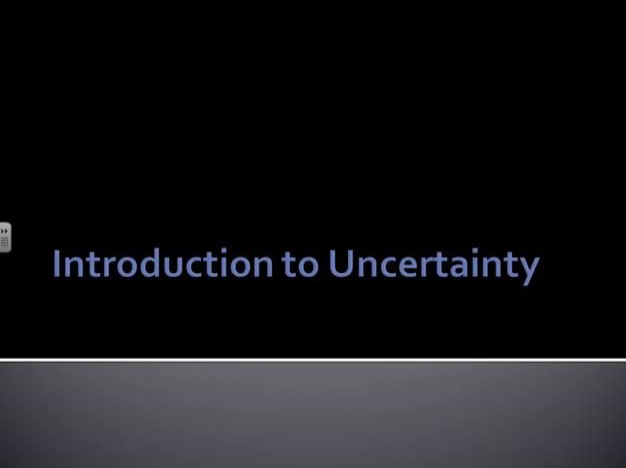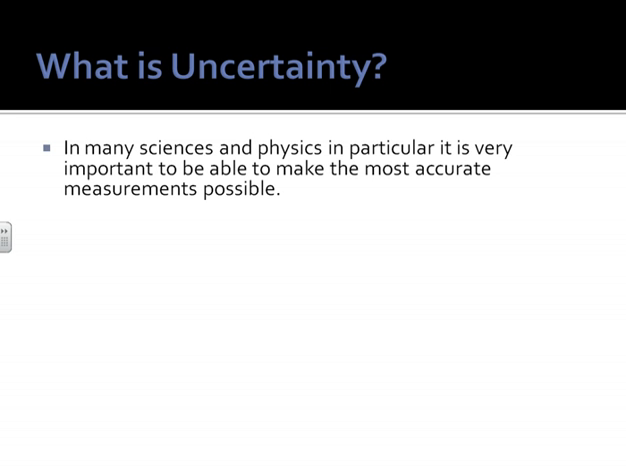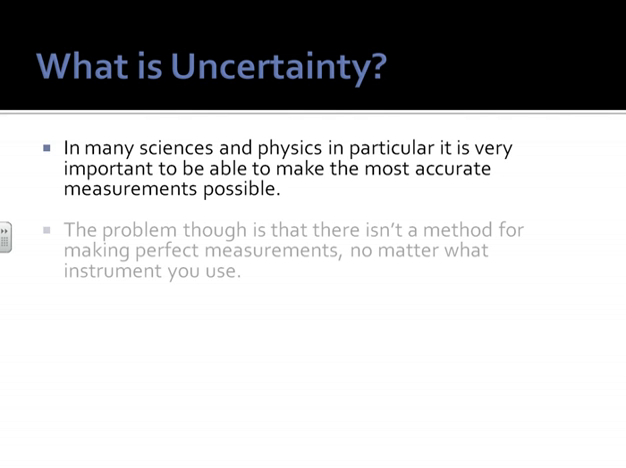In this lesson, we will be discussing Introduction to Uncertainty. So what is uncertainty? In many sciences, and physics in particular, it is very important to be able to make the most accurate measurements possible. The problem, though, is that there isn't a method for making perfect measurements, no matter what instrument you use.